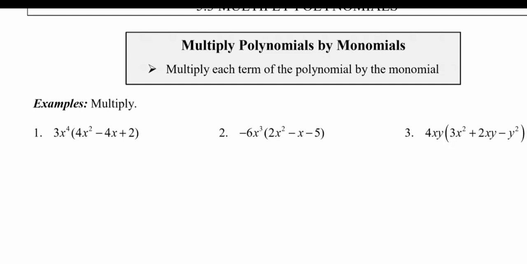In this video, we start our work with multiplication of polynomials. We're going to do two different topics. We're going to show you how to multiply a polynomial by a single term polynomial. We call those monomials. And then we're also going to show you how to multiply binomials. So those are polynomials that have two terms. We're going to show you how to multiply binomials by using the FOIL method.